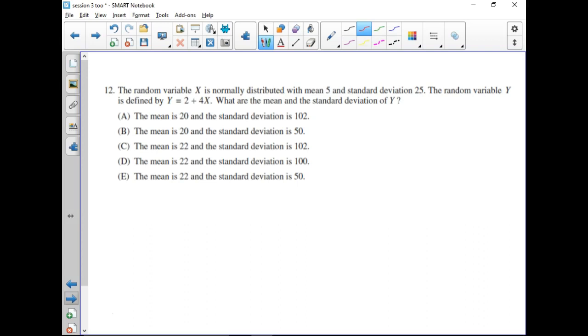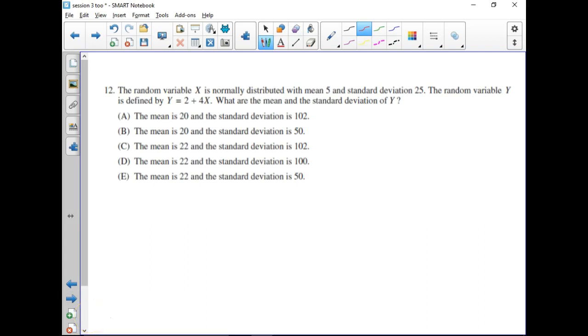The random variable x is normally distributed with a mean of 5 and a standard deviation of 25. The random variable y is defined by y is equal to 2 plus 4x. What are the mean and the standard deviation of y? So I'll pause it right now at home, then you should do this, and then the people in here, why don't we do this now?